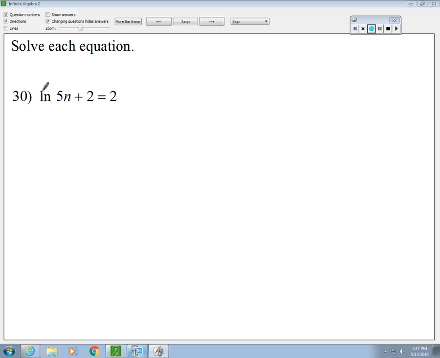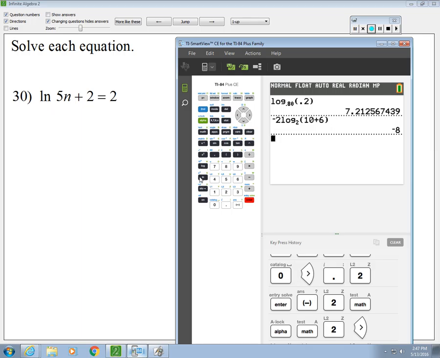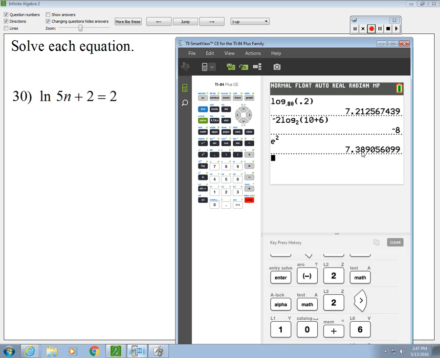30. This is a natural log. Does anybody remember the base of a natural log? Well, that's the base for common log, for log. It's e. Okay, so the first thing I would need to do here is rewrite it as e squared equals 5n plus 2. I rearrange it into exponential form. Then I need to actually evaluate e squared. Okay, e is right here on the calculator, so I have to hit second before I can use it. e squared equals 7.39.